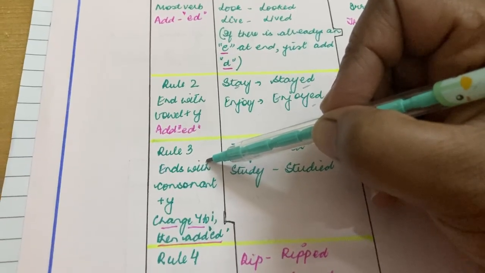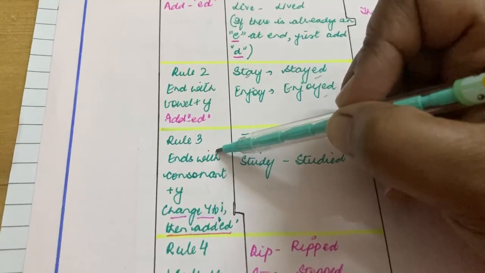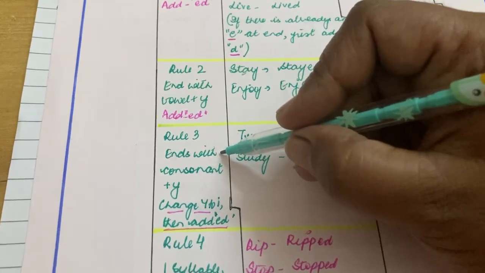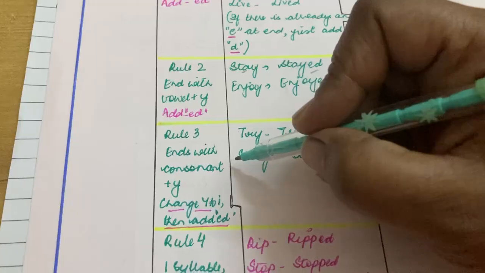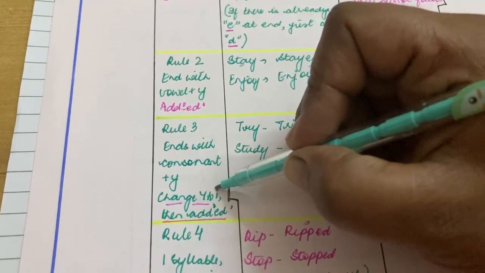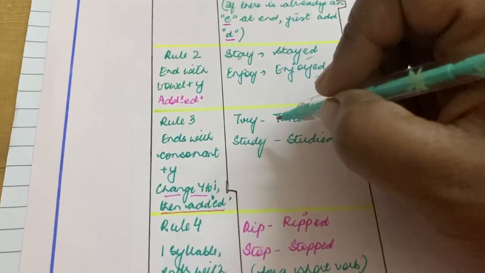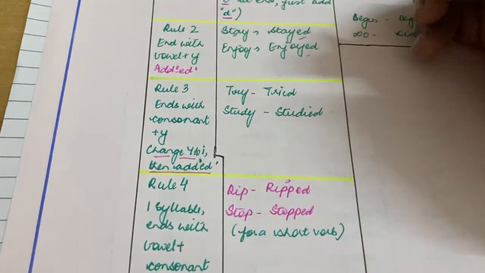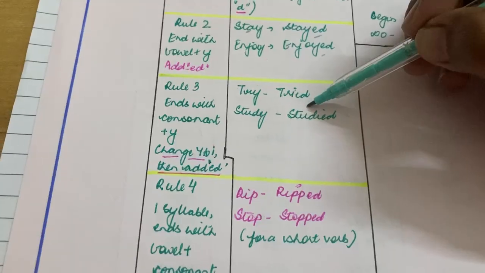The third one, rule 3, is ends with consonant plus y. So if there is a consonant, meaning any alphabet apart from a, e, i, o, u, is a consonant. If any verb ends with a consonant along with a y at the end, then we'll change y to i and then add ed to it. So try, tried, study, studied.